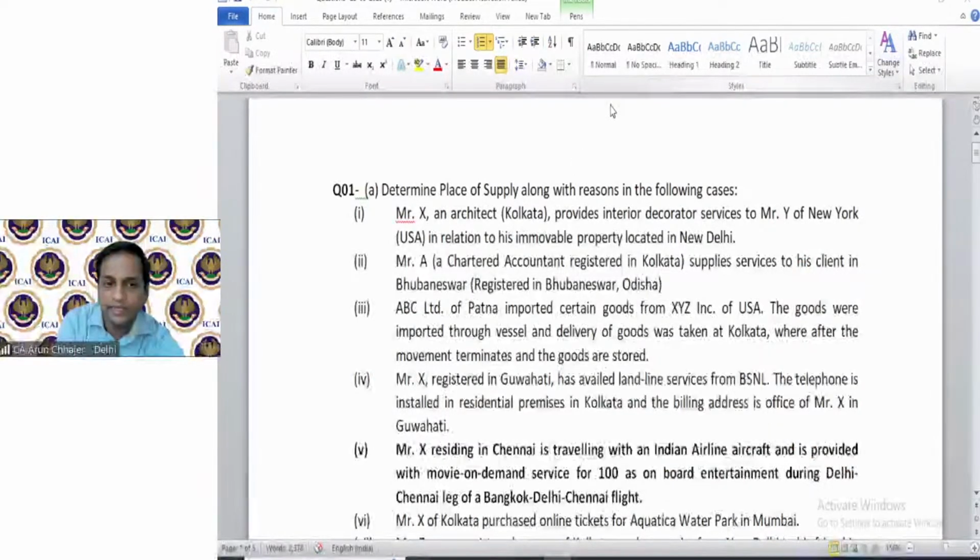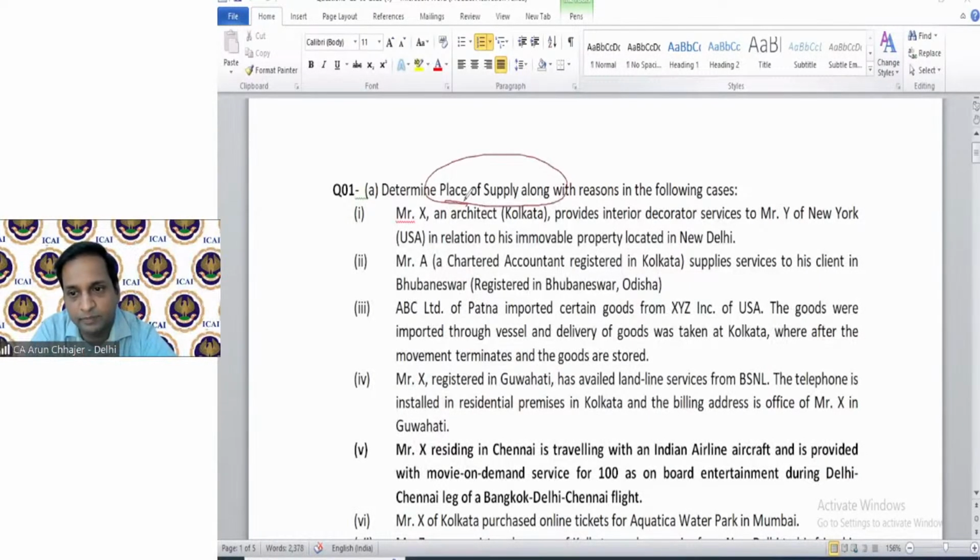So here I simply need to determine only the place of the supply, which is Odisha. And Sriram has given the extended reply that because these are in two different states, it is inter-state and therefore IGST is to be levied. Perfect, no problem. Thank you. Let's move to another question.